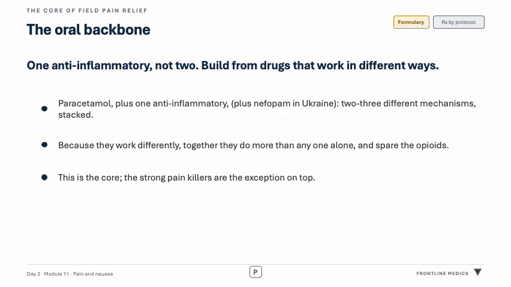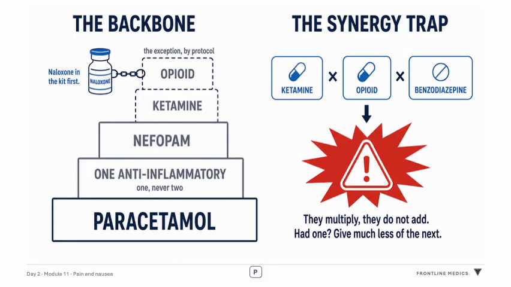Nefopam is a centrally acting painkiller that is neither an opioid nor an anti-inflammatory, largely specific to Ukraine. It has its own cautions, which we will come to later. For moderate to severe pain, a long-acting oral opioid like OxyContin 10 milligrams twice a day is useful for long holds, but can cause sedation, slow breathing, and drop blood pressure, so avoid it if consciousness is reduced, in shock, or with already slow breathing. We build the analgesia stair or pyramid from the bottom.